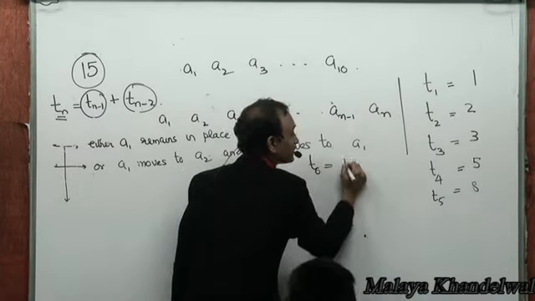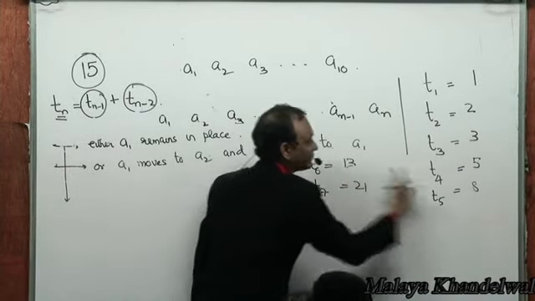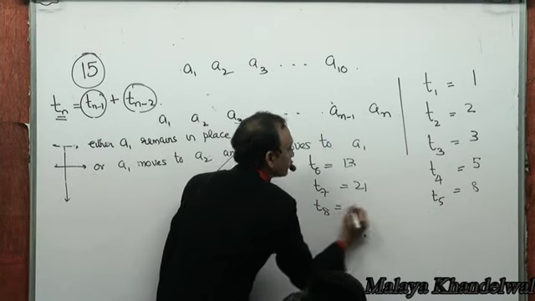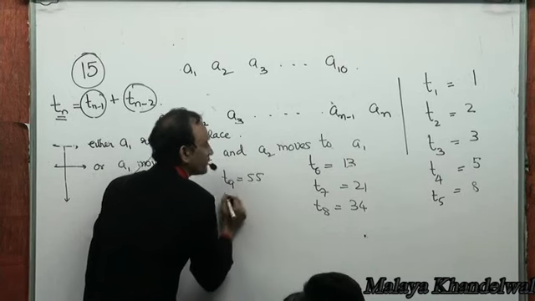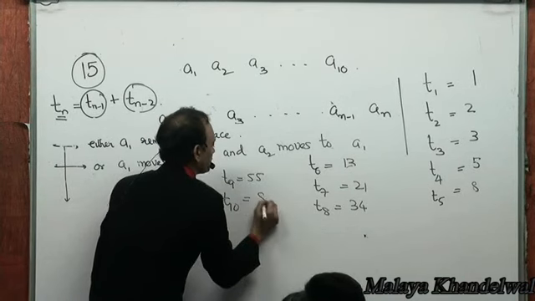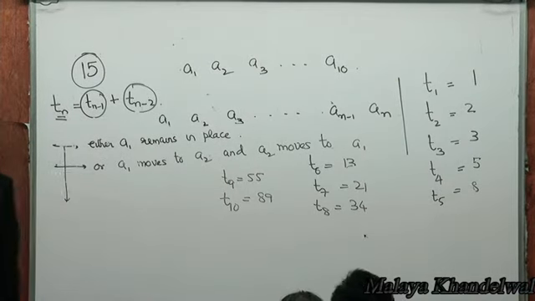T5 would be 8. T6 would be 13. T7 would be 21. T8 would be 34. T9 would be 55. T10 would be 89. T10 is what we were seeking to find. T10 is 89.